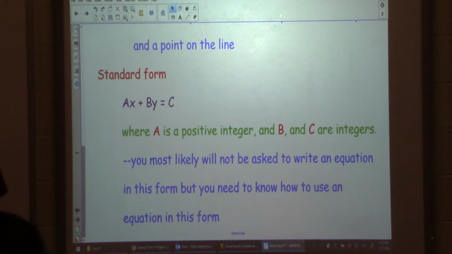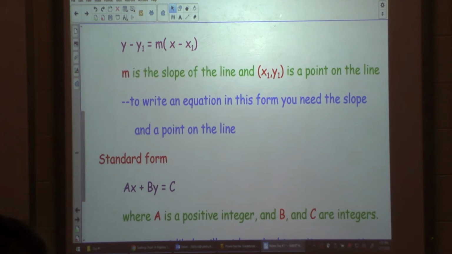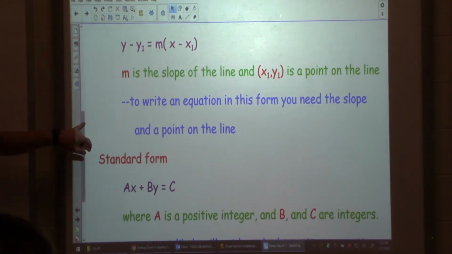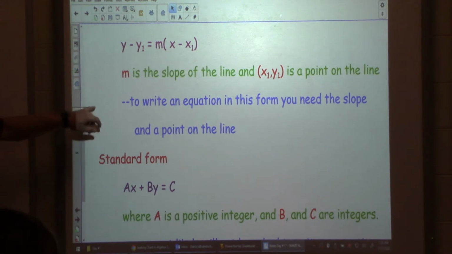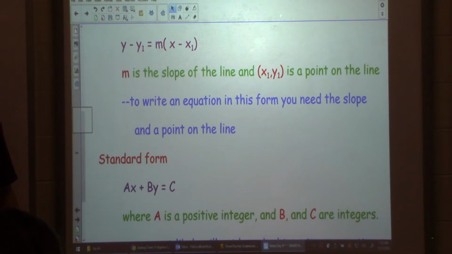Yes, ma'am. Can you go back up to the point-slope one? Of course. I do that, I get excited about math. You don't hear that too often. If you stick around me long enough, you will. How do you write that slope? Hey, shut up, Ethan. Day 1, man. Who said you could talk? Aggressive. All right, we're good now.